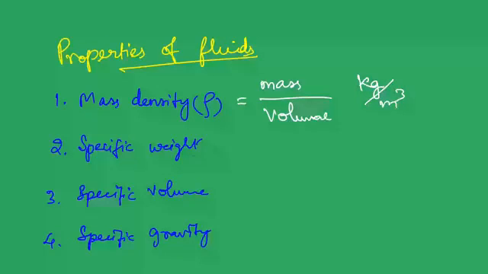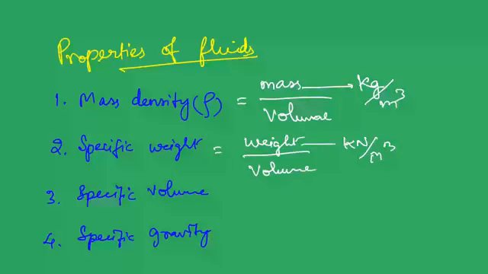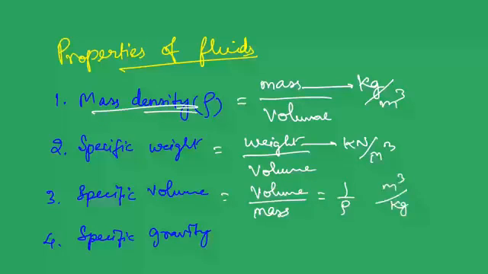The second one is the specific weight, and this is weight per unit volume. And since we have weight here, so we'll write kilonewton per meter cube here. This is the basic difference. In case of mass, we'll get kg, and in case of weight, we'll get kilonewton. Third one is the specific volume, and it will be volume per unit mass. So you can see that this is just the reciprocal of mass density. So I can write this will be 1 by rho, and this unit will be meter cube per kg.